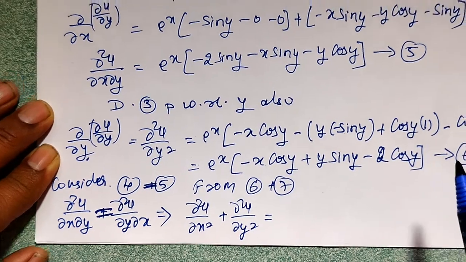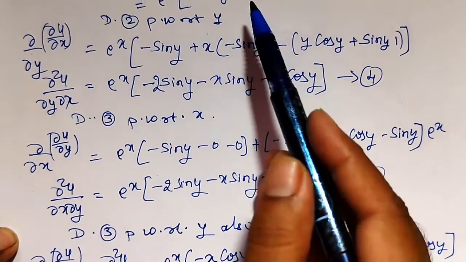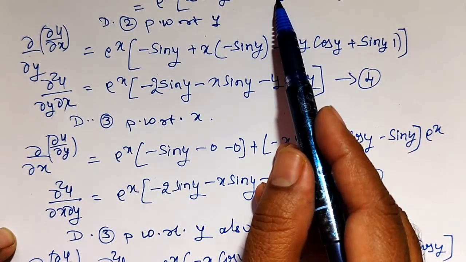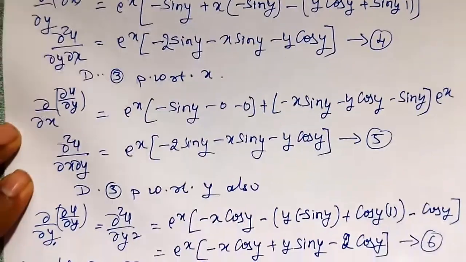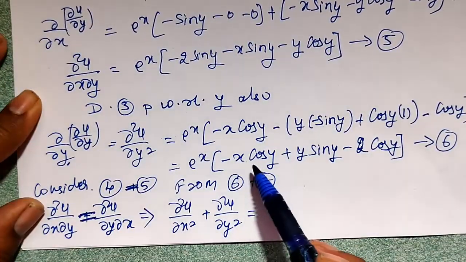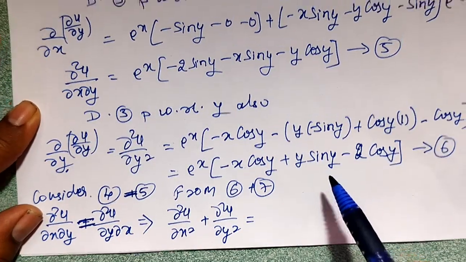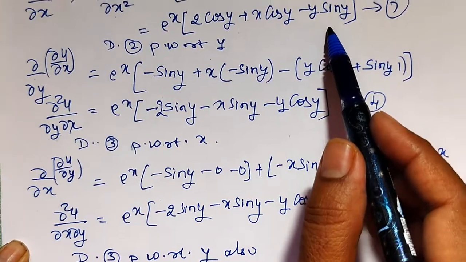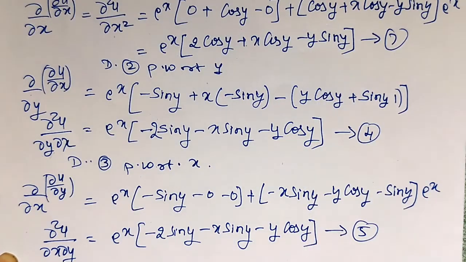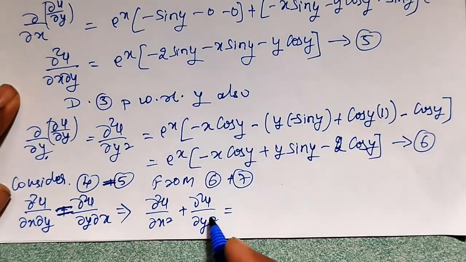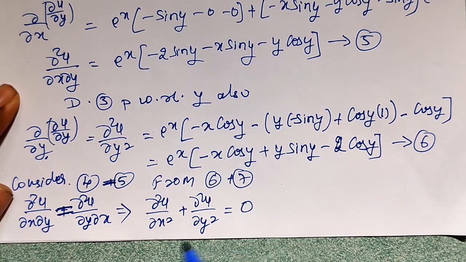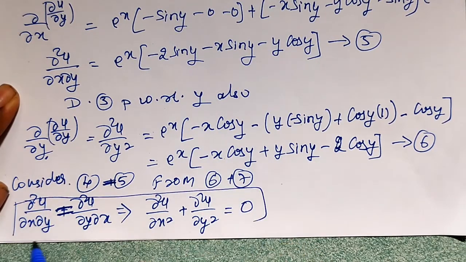Therefore, it is 0. Next, x into cos y: this one is x cos y, whereas here it is minus x cos y, and y sin y is here, and here it is minus y sin y, in equation number 7. Therefore, ∂²u/∂x² plus ∂²u/∂y² is equal to 0, I can write. From this, we can show that both are true.